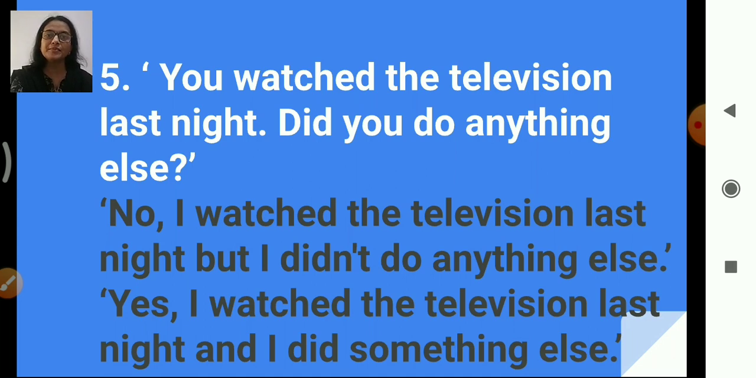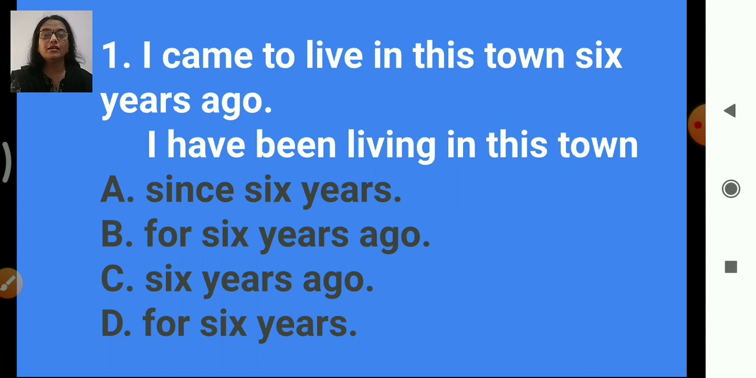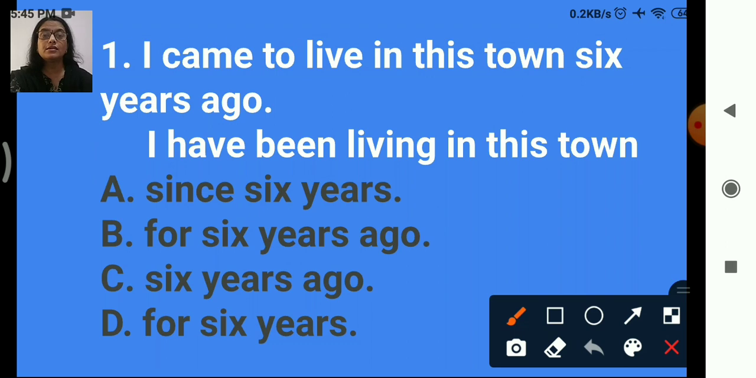Followed this exercise? Good. Now we have another exercise here. Choose the answer which makes a sentence with the same meaning. Now let's see how. Okay, so here you can see, I came to live in this town 6 years ago. I have been living in this town. Now you have the options here: since 6 years, for 6 years ago, 6 years ago, or for 6 years.